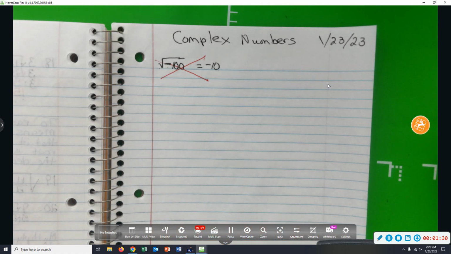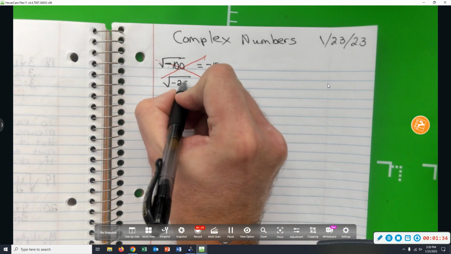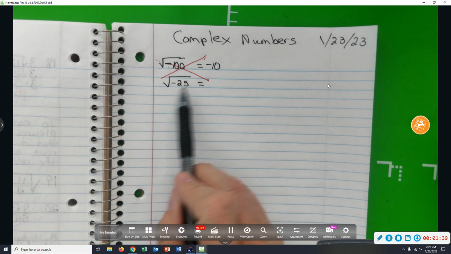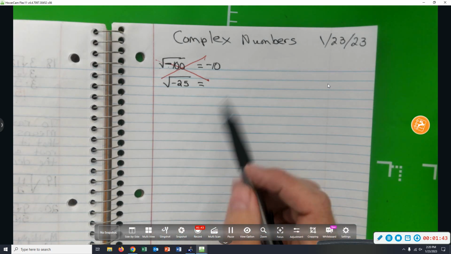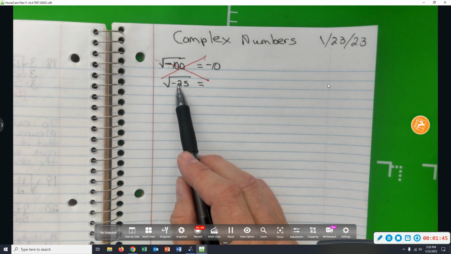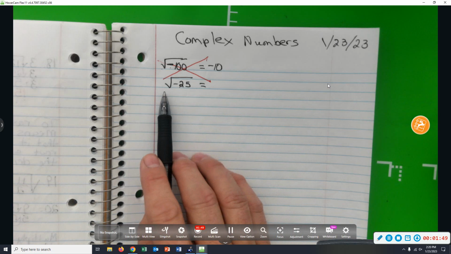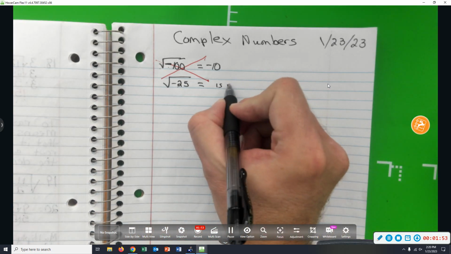In general, like the square root of negative 25, that's not negative 5. Negative 5 times negative 5 wouldn't give you a negative 25. Up until now, we would say something like the square root of negative 25 is not a real number.